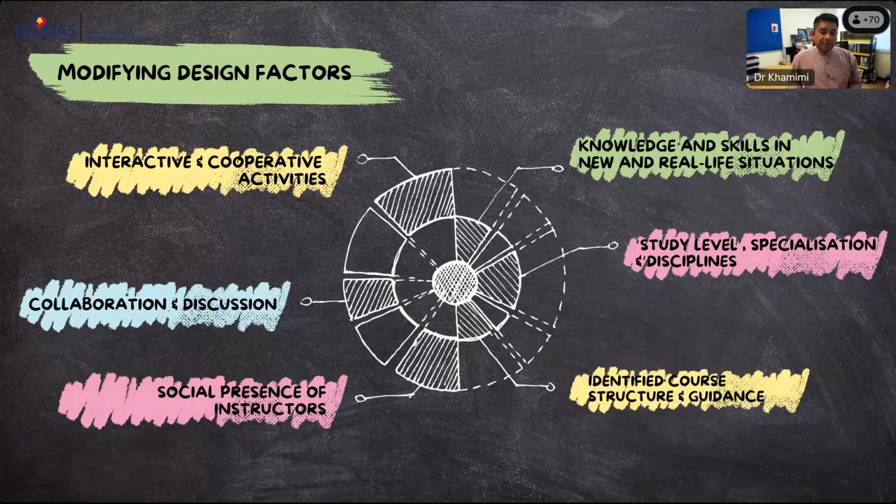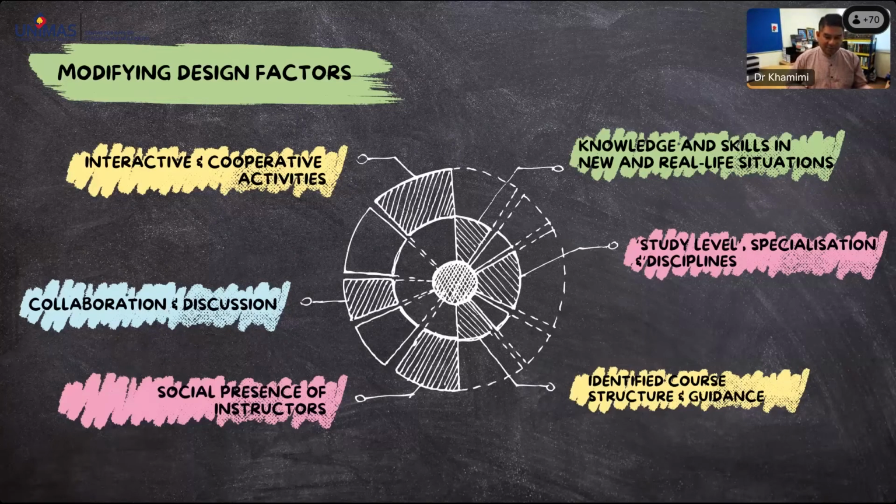Factor number 5 is study level, specialization, and disciplines. You cannot share the same content for undergraduate, postgraduate and pre-university level. You must differentiate between study level and specialization, whether they are coming from social science, pure science, or hard science. So you need to differentiate between these three. And last but not least, identify course structure and guidance.